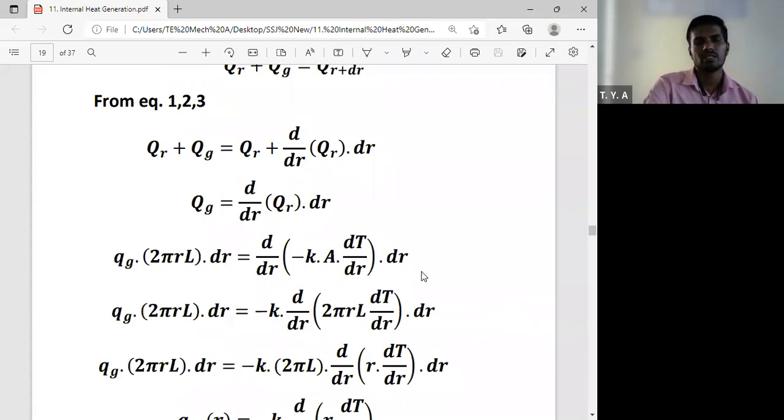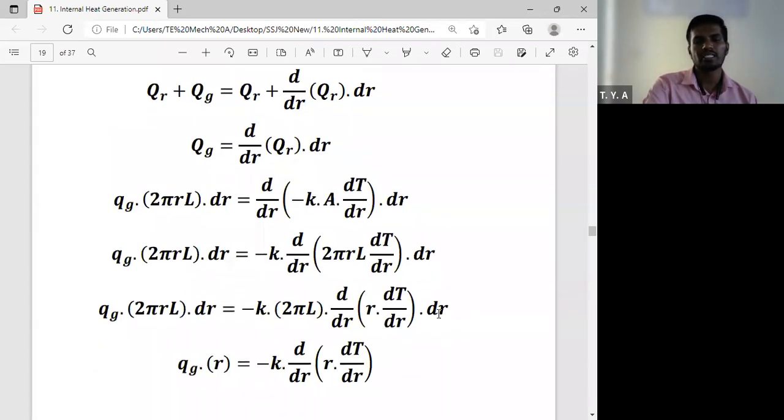Simplify kara equation, simplify the equations. qg into 2 pi RL into dr is equal to minus k into d by dr into 2 pi RL into dt by dr into dr. Area काय असणार आहे सिलेंडरचा, 2 pi RL. So instead of A, we can write 2 pi RL. Okay, so on the left hand side qg into 2 pi RL into dr is equal to minus k. So we have to take the constant 2 pi L outside the bracket, into d by dr into r into dt by dr into dr. Okay, so 2 pi L will be cancelled.